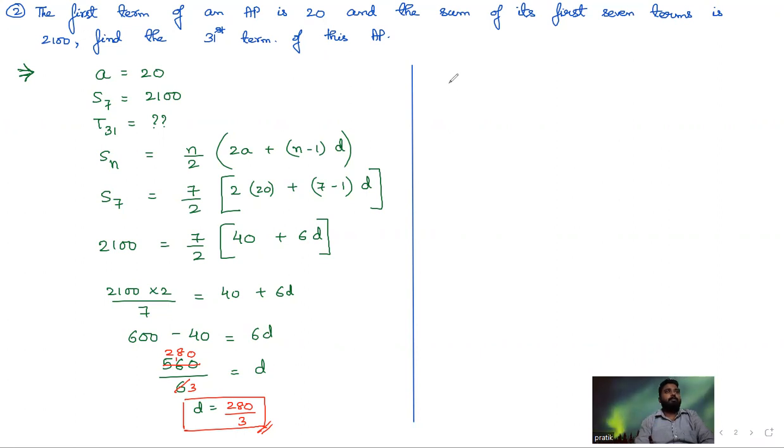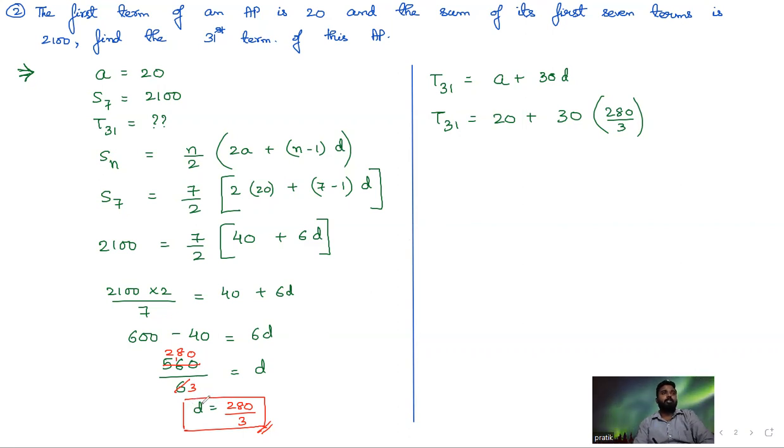So now what do I have to find? The 31st term. So T31 is equal to a plus 30d. T31, a is 20 plus d is this much, 280 by 3. So look at the beauty of this question. The final answer is an integer, but the common difference is a fractional value. When I did the question, I was a little bit skeptical because d generally doesn't turn out to be a fractional value. Till now, whatever questions we have done, it was always an integer, negative or positive.